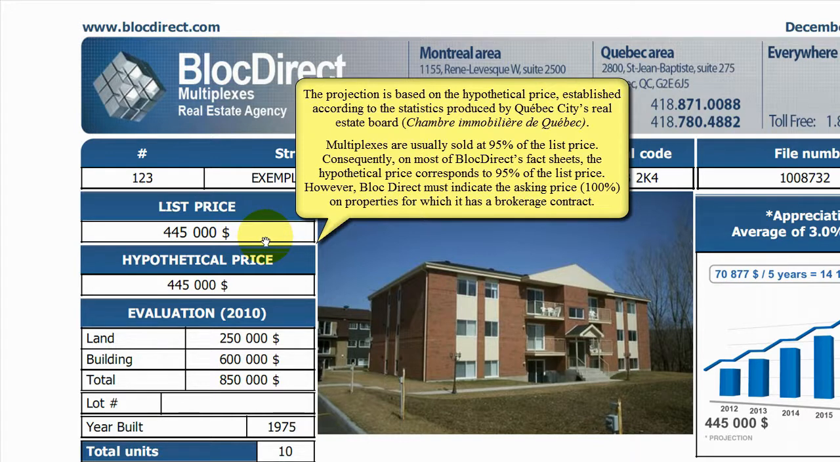Multiplexes are usually sold at 95% of the list price. Consequently, on most of blocdirect's fact sheets, the hypothetical price corresponds to 95% of the list price. However, blocdirect must indicate the asking price, 100%, on properties for which it has a brokerage contract.